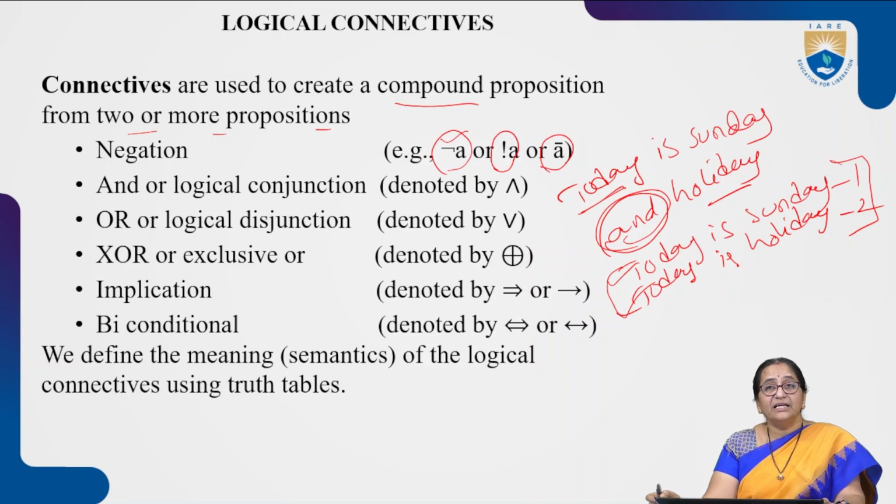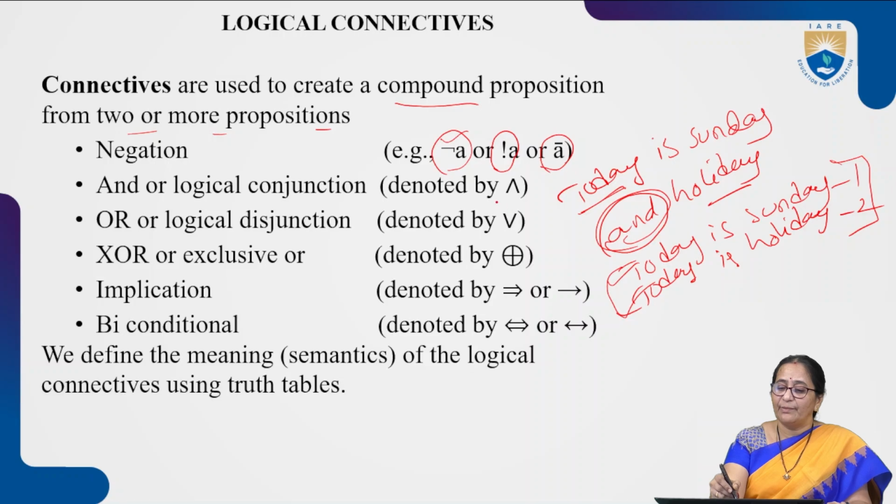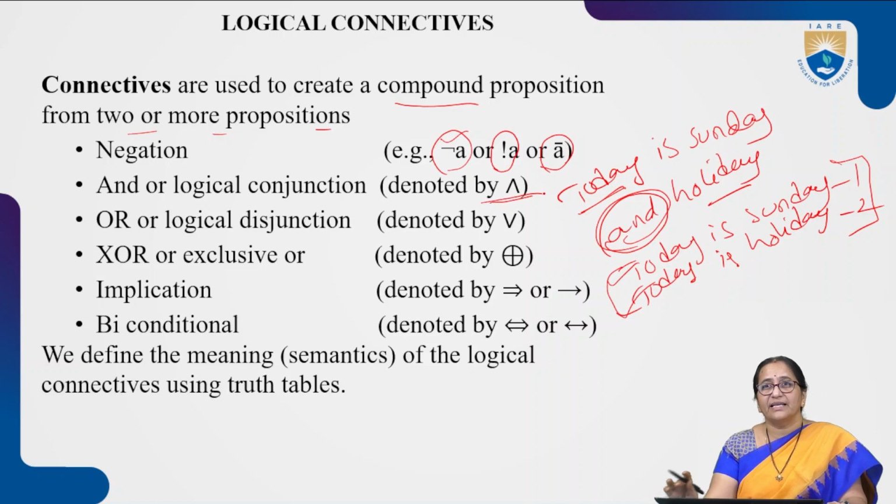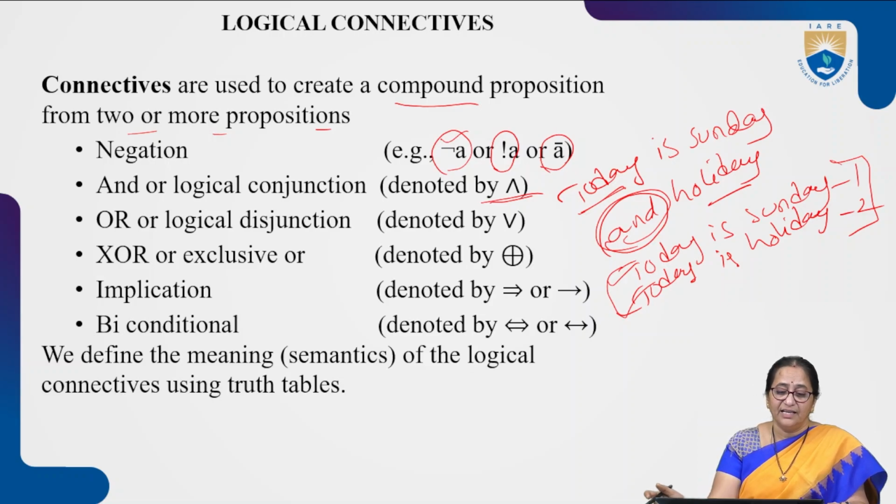Next one is and, or logical conjunction. Conjunction means we are connecting two statements. That is the and operation. With the and operation we can connect two logical statements, so we call it the and operation or logical conjunction. We denote that symbol by the cap symbol. The next one is the or operation or logical disjunction.